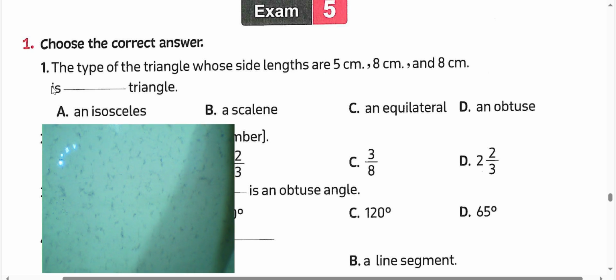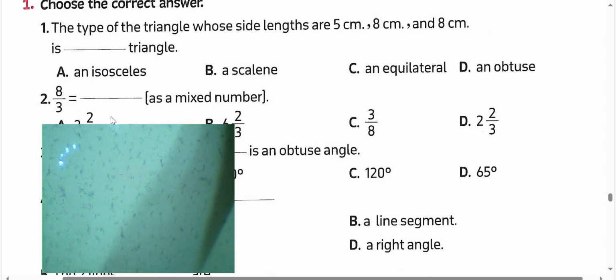Number 1, choose the correct answer. Number 1, the type of triangle whose sides are 5 cm, 8 cm, 8 cm, we call it an isosceles triangle, because we have two sides equal in length. I choose letter A, isosceles triangle.